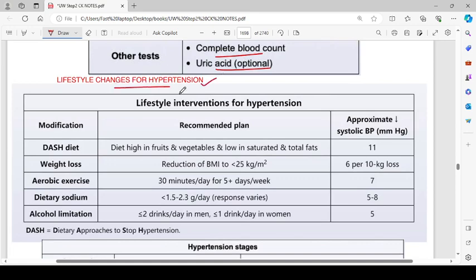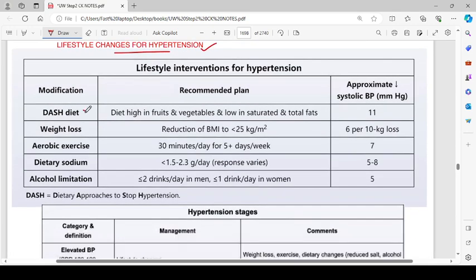Lifestyle changes for hypertension. Firstly, we recommend the DASH diet. The recommended plan is diet high in fruits, vegetables, and low in saturated or total fats.